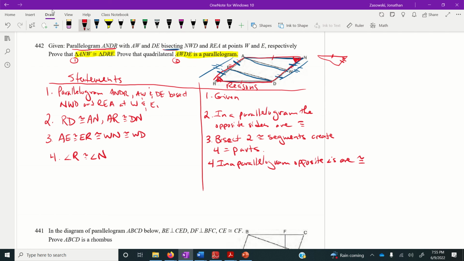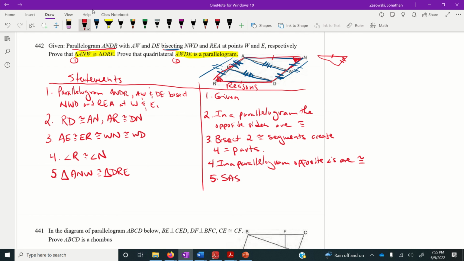All right, and now do we have enough to get the triangles congruent? And yes, we do. So we can say that triangle ANW is congruent to triangle DRE. Remember what we have? We have side, angle, side. And then, why is it that this figure has to be a parallelogram? Well, remember, we already know that these two sides are equal, right? And now, since the triangles are congruent, we can get these two sides equal. And that's enough because we have opposite sides congruent.